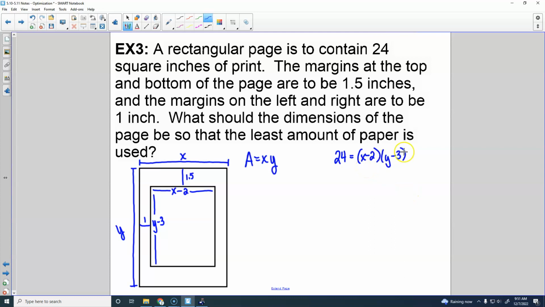Let's say that we solve this for y. If we're going to solve this equation for y, what would you guys do first? You're going to divide by x minus 2. You're not going to distribute, because if you distribute, you're going to have an xy together. That's going to be difficult to separate. And then, once you've divided by the x minus 2, what should you do? Add the 3. So we're going to get 24 over x minus 2, plus 3, equals y.